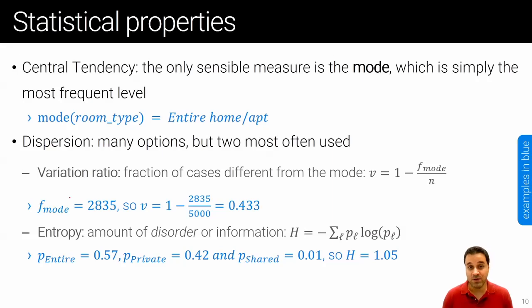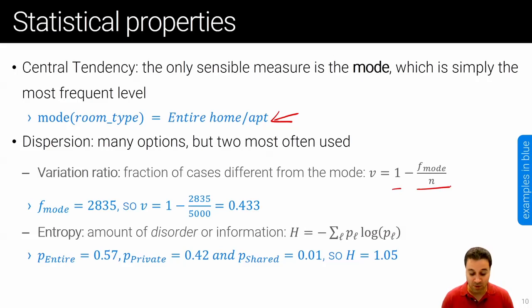And it's just that, which is the level or the category or the class that is the most often appearing in our data. We might also be interested in the dispersion. So, okay, we know in our data, the most often appearing is the entire homes or apartments. What about the others? Does it correspond to maybe 90% of the data, 95, only 60%? So we have two options here typically. The first of them is the variation ratio, which tells us what is the fraction of cases different from the mode. So mathematically speaking, it's just 1 minus the fraction of occurrences for the mode.